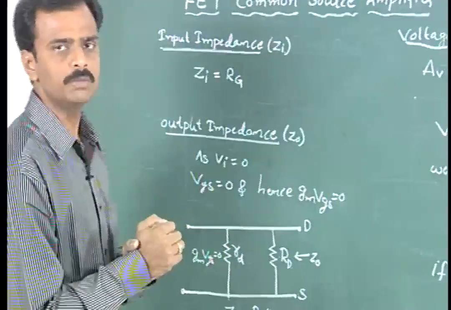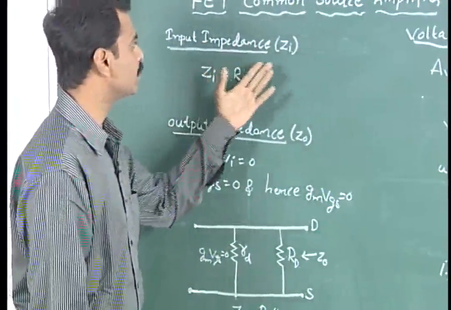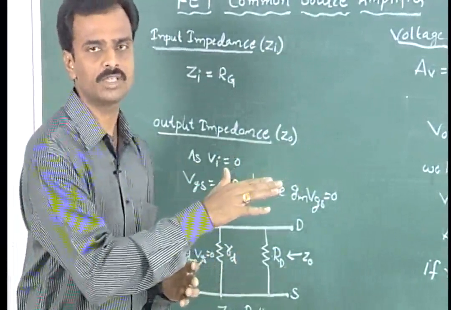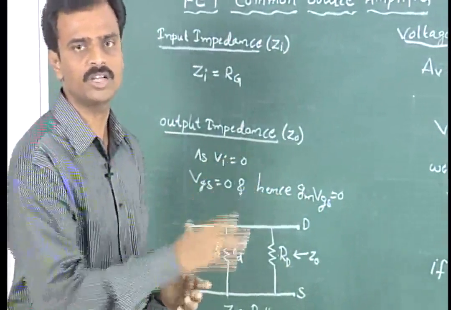First, coming to the input impedance. The input impedance, represented by Zi, is what we look at from the input side of the circuit in the equivalent circuit we have drawn.